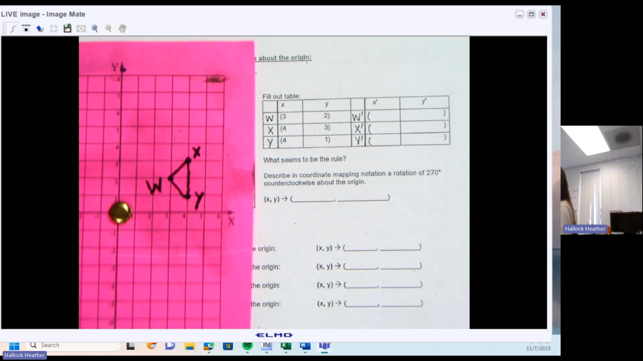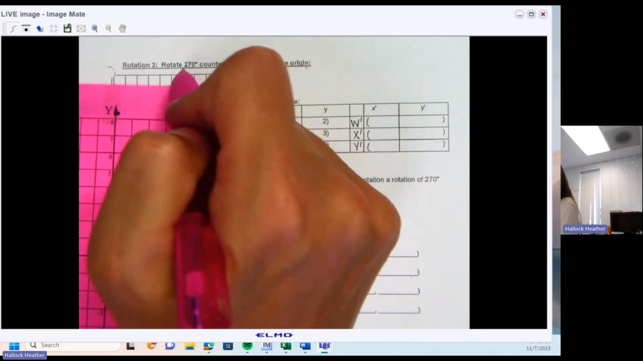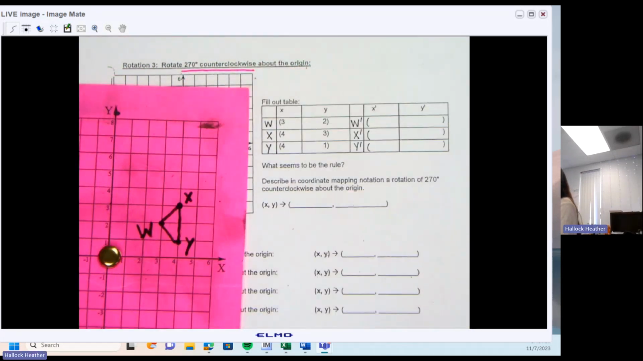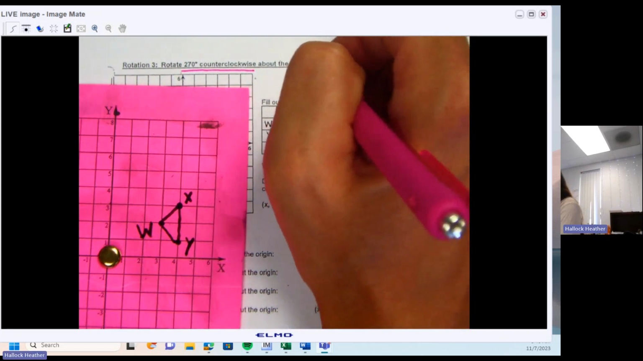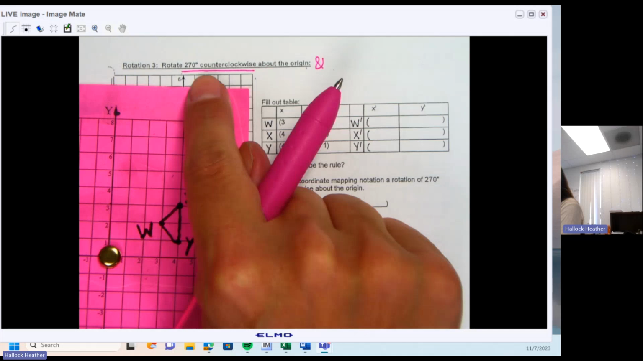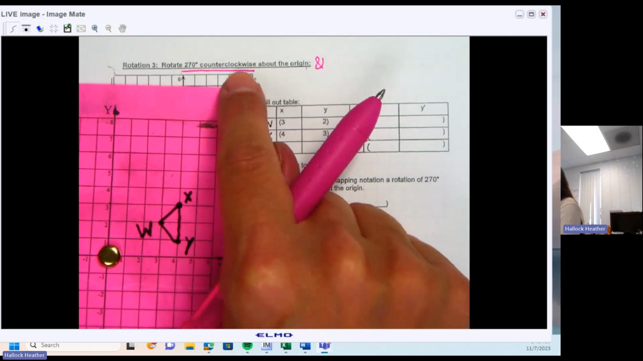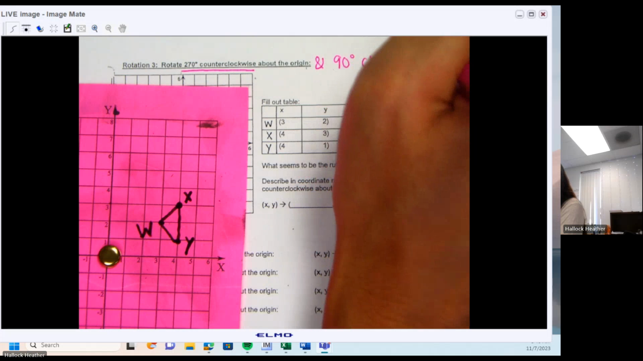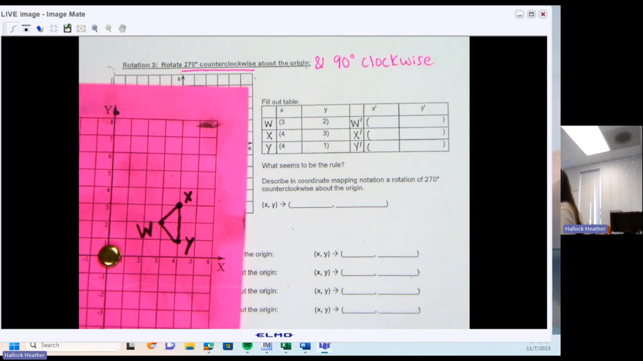So once you have your triangle, this time we're going to go 270 counterclockwise. This rule is moving 3 quadrants to the left, which would be the same thing as going 1 quadrant to the right. So whatever rule we come up with, 270 counterclockwise is going to be the same as 90 degrees clockwise. So 270 counterclockwise means we're moving 3 quadrants to the left.